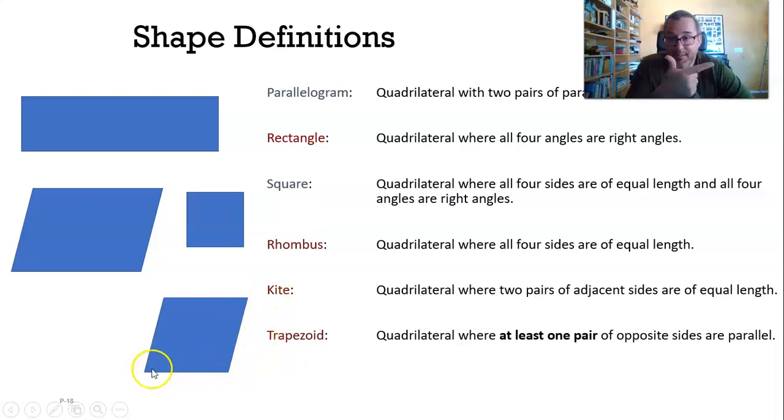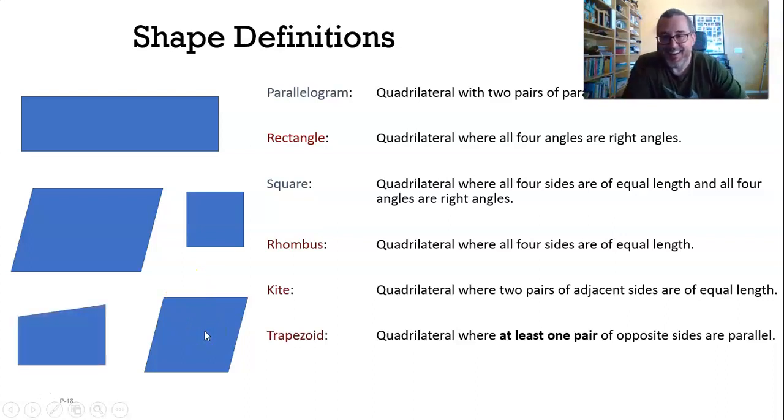It's also a kite because the adjacent sides are the same length. Adjacent sides the same length, so it's a kite. So it's a parallelogram, rhombus, kite. Is it a trapezoid? At least one pair of opposite sides parallel? Yep, this thing's a trapezoid too. And then I have just two more.